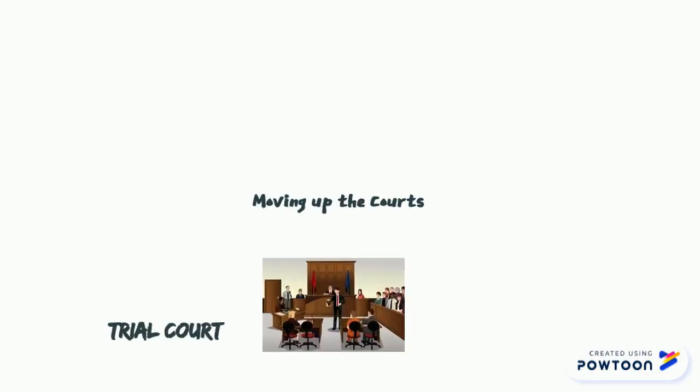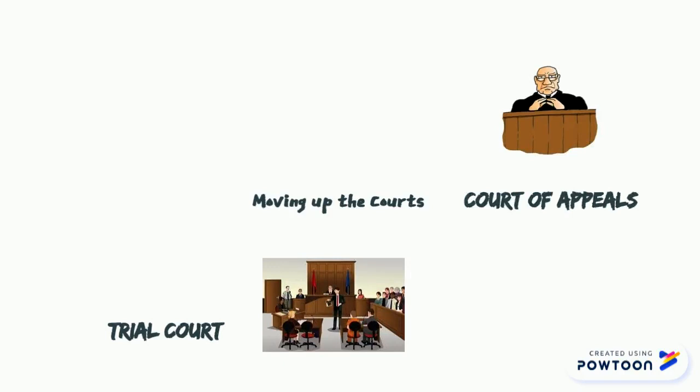Okay, so let's look at this. First, there has to be a trial court where somebody's found guilty. Then that person can make an appeal to the Court of Appeals if they think their rights were violated. If they're not happy with that decision, they can then appeal to the Supreme Court about that right.